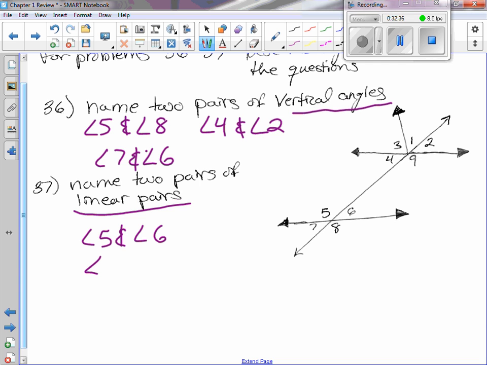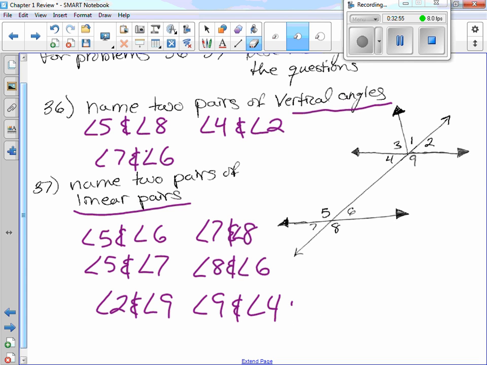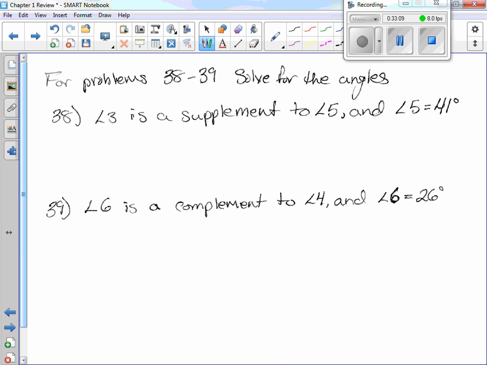5 and 6. 5 and 7. 7 and 8. 8 and 6. 2 and 9. 9 and 4, and then that's it. Because again of that line that split that one angle into 1 and 3, it prevents those from being linear pairs. Any questions on this here?